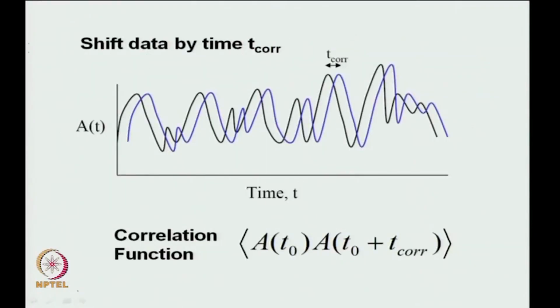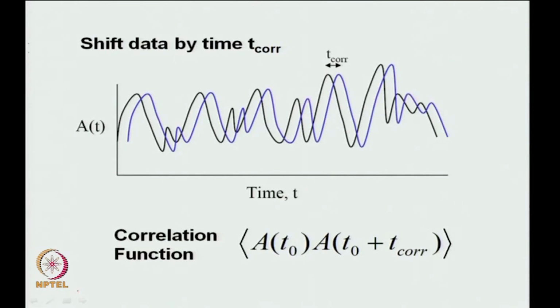Okay. So, this is just a schematic representation of your correlation function. What does it say? As I was saying, at t equal to 0, I have this property A at t0. If I have this property A at t0, then what is T correlation? T correlation is the time that has elapsed since I made the first measurement of A at t0. You can see the blue curve is your T correlation, and what is happening to it? The blue curve is slowly shifted with respect to time.